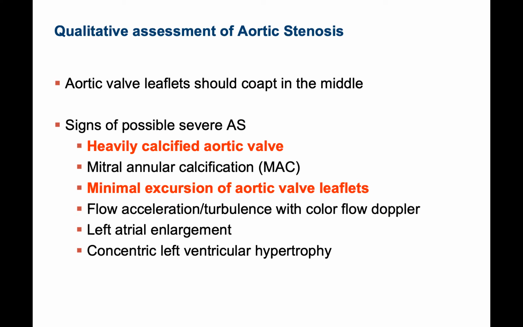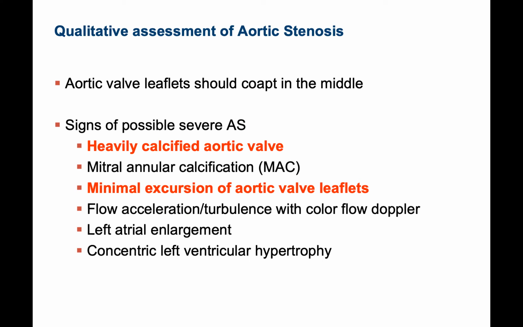Signs of a possible severe aortic stenosis would be that you have a heavily calcified aortic valve. Remember, calcium is going to be bright white on ultrasound. So if you see a lot of white, a lot of calcium, that could be a sign that this patient might have severe aortic stenosis. This would also go with MAC, or mitral annular calcification. If you see a lot of calcification at the mitral valve annulus, this might lead you to suspect that there could also be significant calcification at the aortic valve annulus.